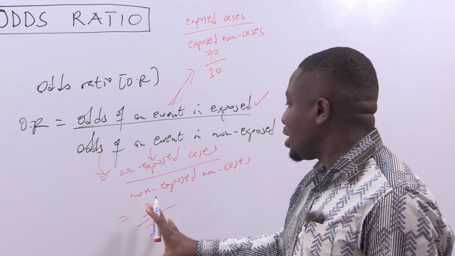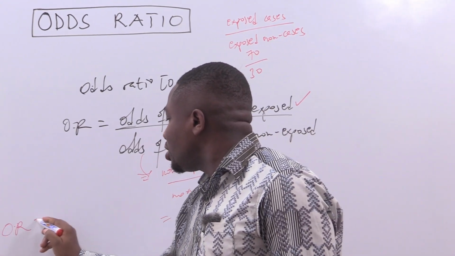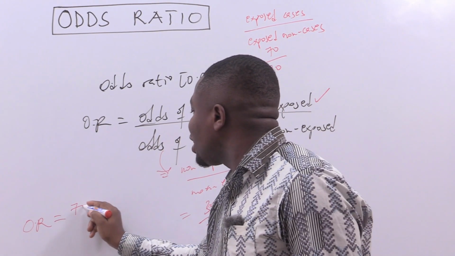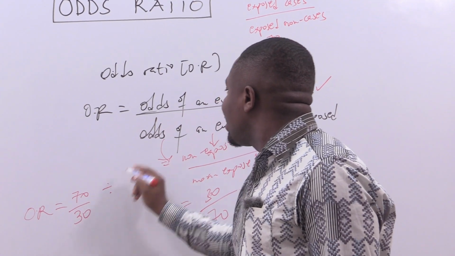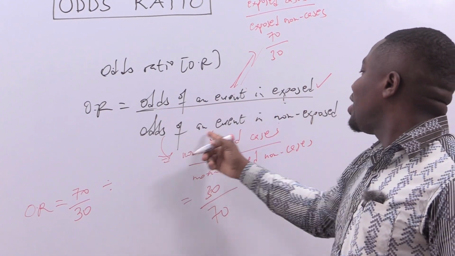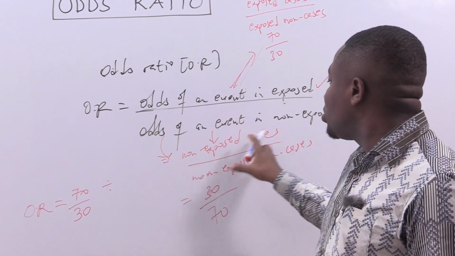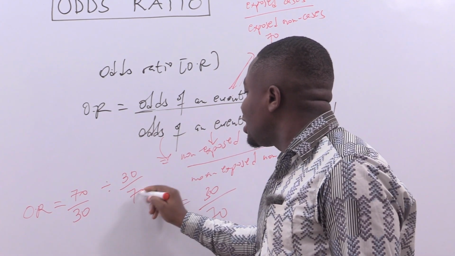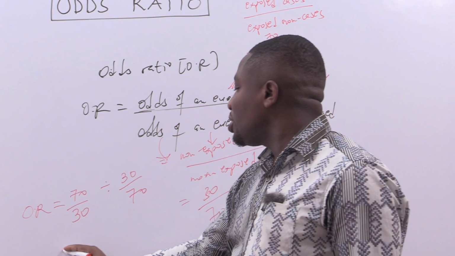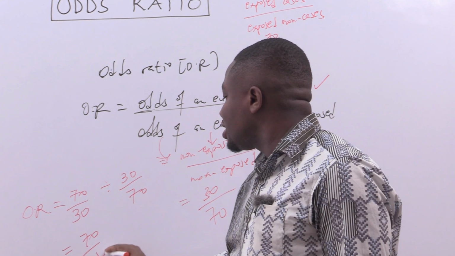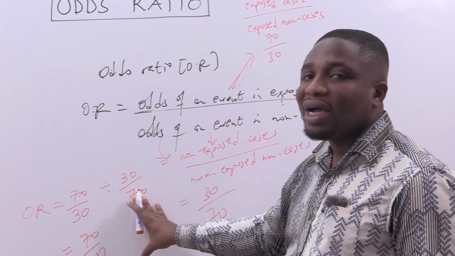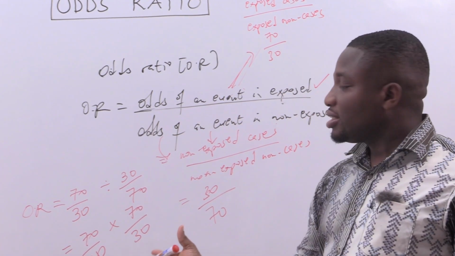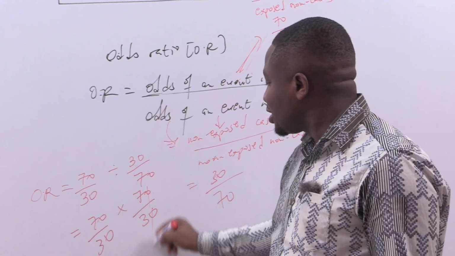So if you bring all this together, then our odds ratio should be equal to the odds of an event in the exposed population, which will give us 70 over 30, divided by, the division sign is here, the odds of an event in non-exposed, that is the non-exposed cases over non-exposed non-cases, which will give us 30 over 70. Now, we know in mathematics, when you have division and you want to convert it to multiplication, you have to do the inverse of the number, and that is going to be multiplied by 70 over 30. So if you calculate, you should have your number. So this will cancel.